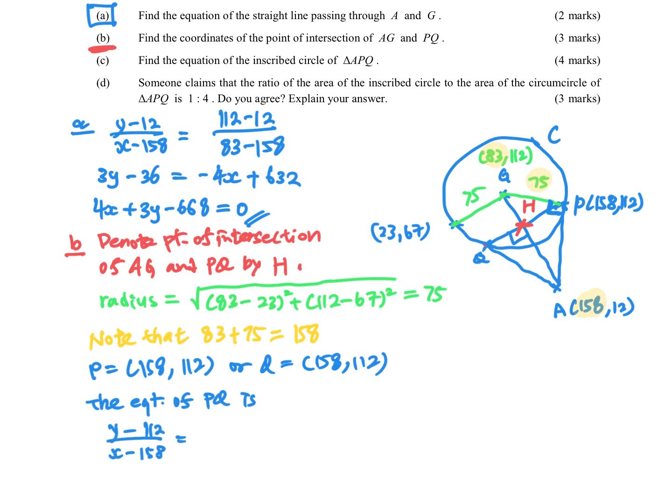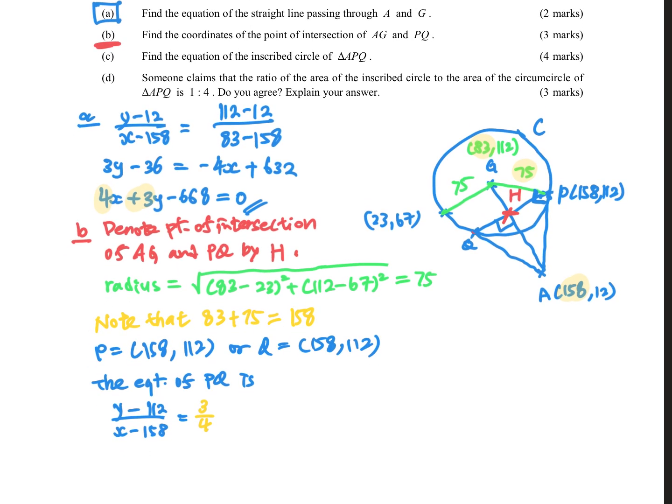So from this, we can find out this is 3/4. And then by cross multiplication, that will be 3x minus 4y minus 26 equals 0. And then, if this is equation 1, this is equation 2.